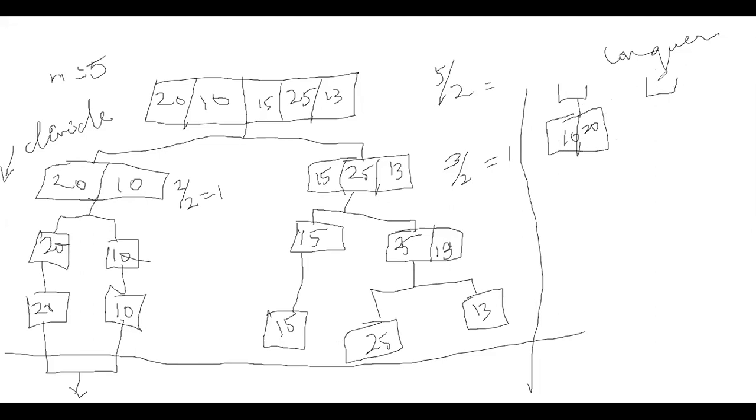Yes, ma'am. So this 15 will come the same. This will be maintained individually only. Next here, who are there? 25 and sorry, 13. 25 is alone. 13 is alone. Okay, these two I'll combine. What will be the answer? You tell me after I merge. 13 and 25.